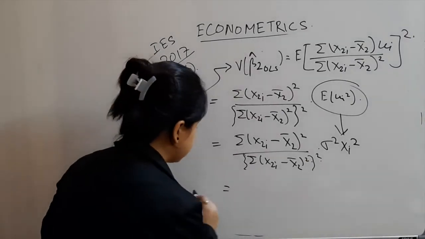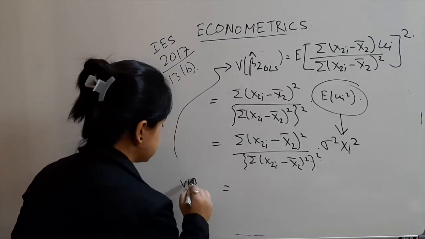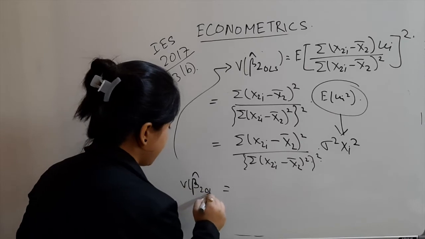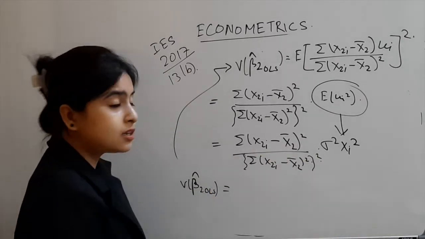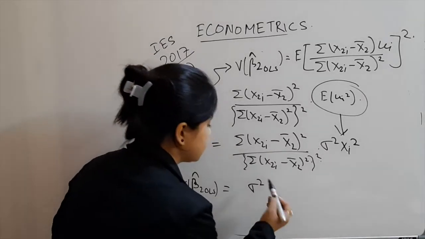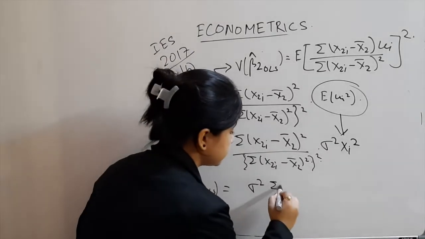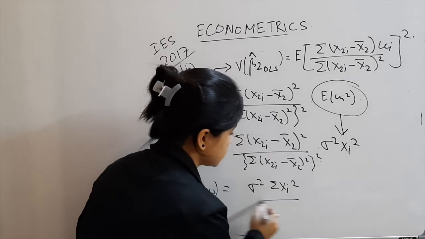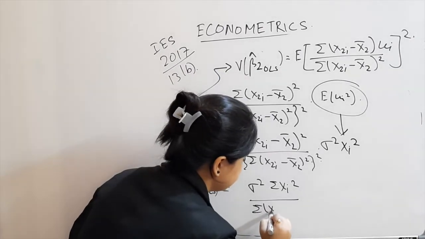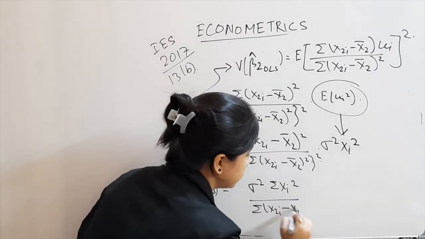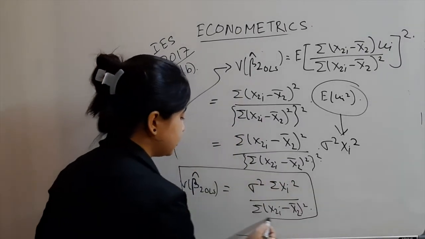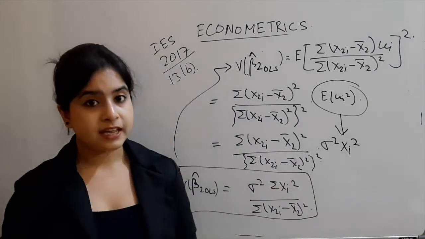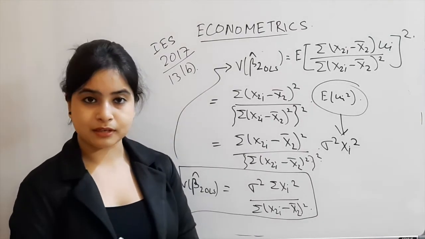So ultimately the final value of variance of beta 2 OLS is, we can cancel one out, and ultimately we are left with sigma square summation of xi square divided by summation (x2i − x2 bar) whole square. So this is the value of variance for the OLS estimate.